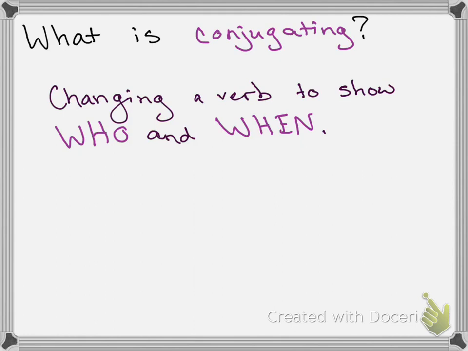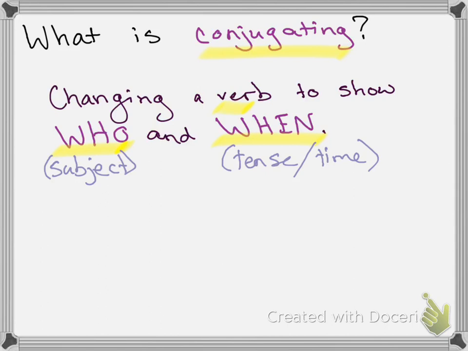So what is conjugating? Well, conjugating is basically changing a verb to show who is doing that verb and when, in what time frame they are doing it, okay? So who is acting out the action and when, what tense. So this would also be our subject in a sentence. The who would be our subject. And the when, this would be our tense. Okay, in Spanish we call it a tiempo. So you can also think about it as the time in which it is occurring. Okay, so that is conjugating.